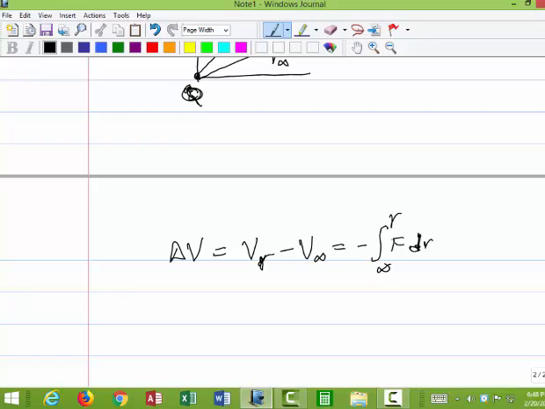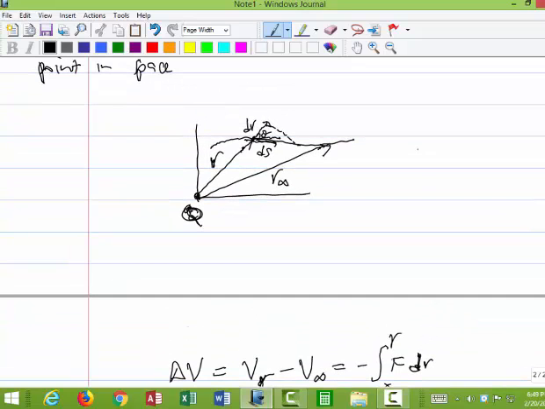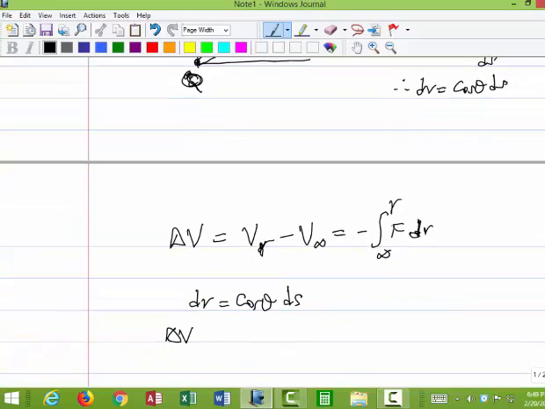And so we shall say that dr is equal to cosine theta ds. The cosine theta ds comes from here. So we see that this is ds, this is dr. If you think of it this way, this is 90 degrees, this is theta, this is dr, and this is ds. Then we can say that cosine theta is equal to dr over ds. Therefore, dr is equal to cosine theta ds. So that's what I've done over there.